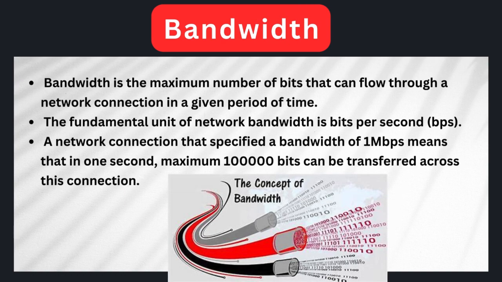Next, we have bandwidth. In a computer network, bandwidth is defined as the maximum number of bits that can flow through a network connection in a given period of time. The fundamental unit of network bandwidth is bits per second, bps. Then we have kbps, kilobits per second. Likewise, a network connection that specifies a bandwidth of, let's say, 1 kbps means that in 1 second a maximum of 1000 bits can be transferred across this connection.